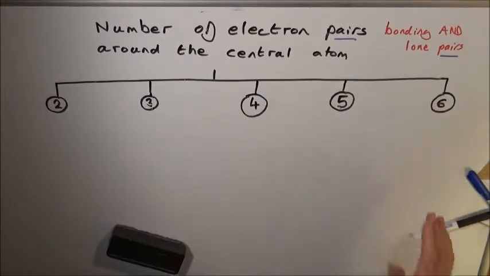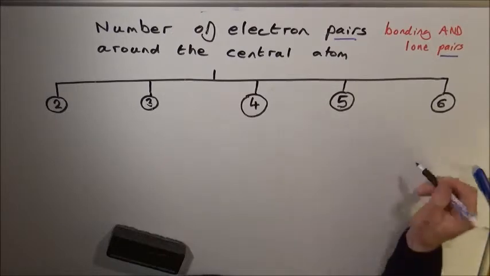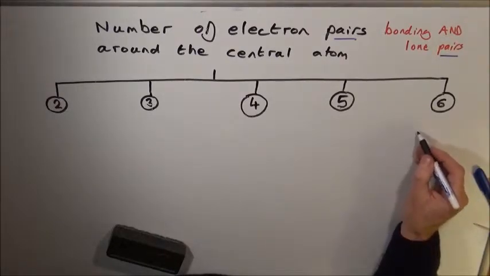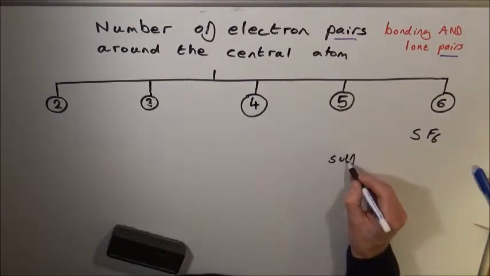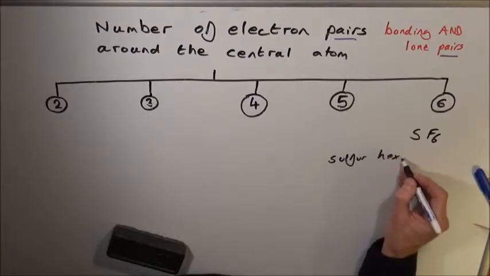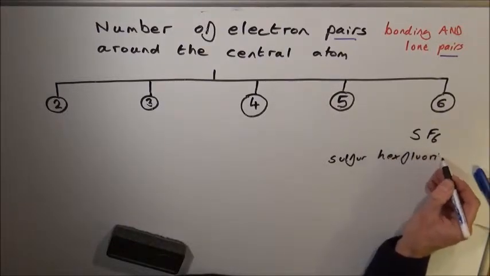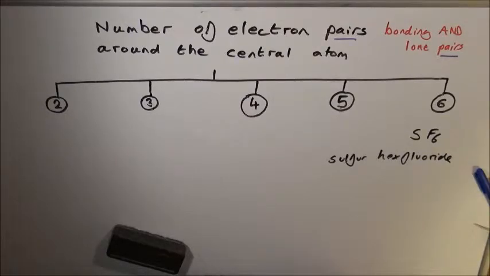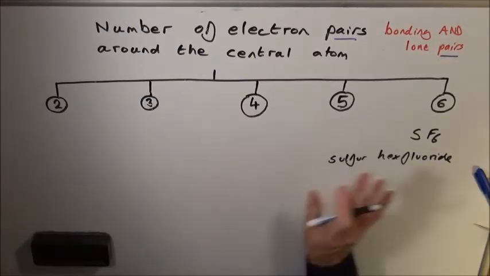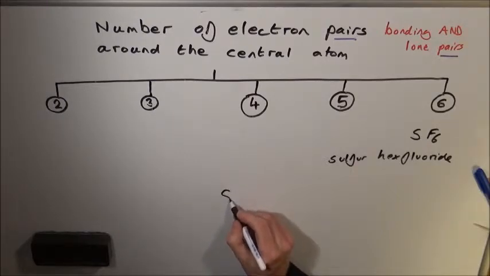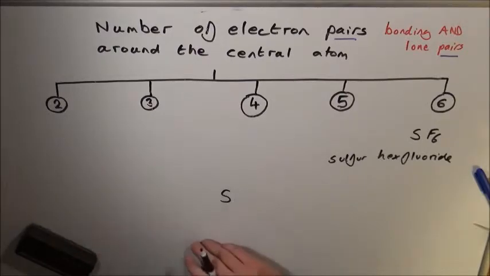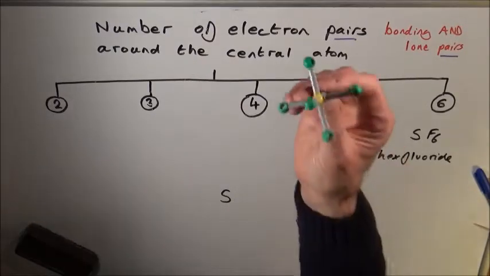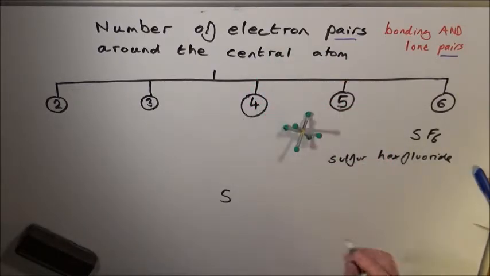Now before we do 5 I'm going to do 6 because it's easier to see the three-dimensional shape with 6, and the example here is SF6, so it's sulfur hexafluoride. And first of all I'll draw a dot and cross diagram of that. We've got sulfur, and because I'm drawing this flat rather than a three-dimensional shape, the three-dimensional shape is like that, you see, but I'm going to try and draw it on paper.